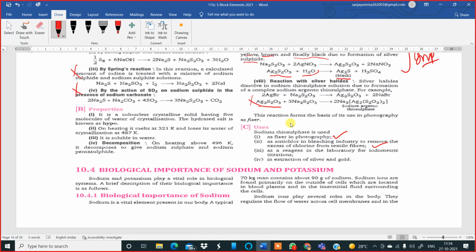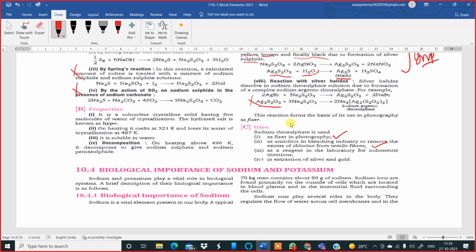That means if you are using chlorine to bleach clothes in the textile industry, the clothes will smell of chlorine. So if you want to remove the smell of chlorine, then you can use sodium thiosulfate, which is called an anti-chlor, which removes the smell of chlorine from the clothes.